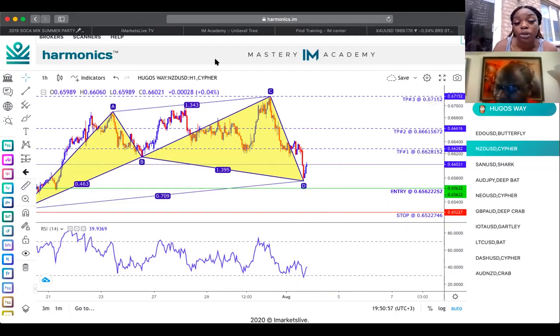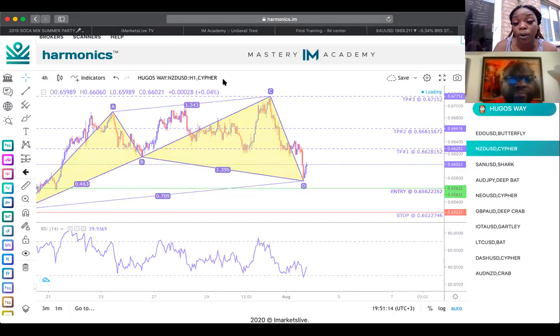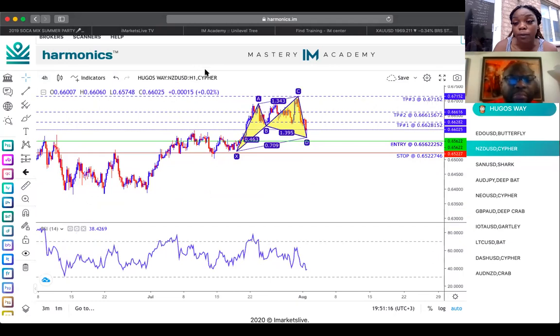You're gonna know what time frame you're on by this little thing in the corner, as well as the pair. This is the pattern. This is the broker, and this is the time frame the pattern is called on, not the time frame you're currently sitting on. Because I can change it to the 4 hour, and this is still going to be the H1 Cipher.